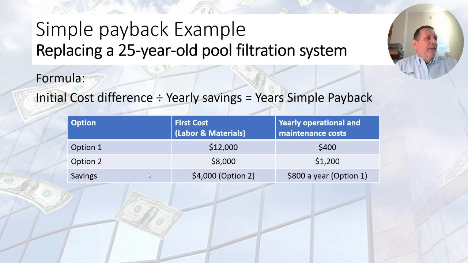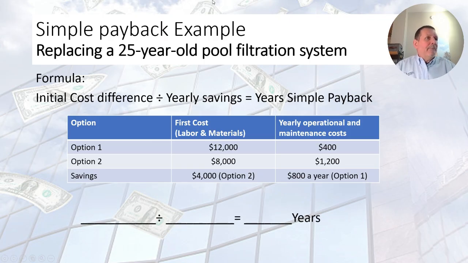But we can sit there and compare these two numbers and see where the differences are, right? The difference between the $12,000 option and the $8,000 option is $4,000. The difference between $400 and $1,200 a year is $800 a year. Okay, so each one of them has something going for it. So let's do this formula.